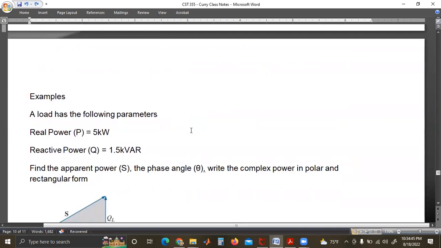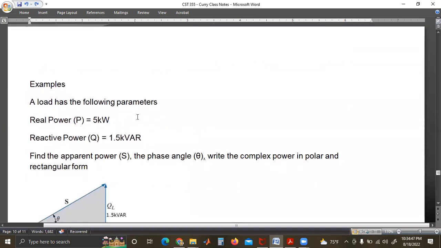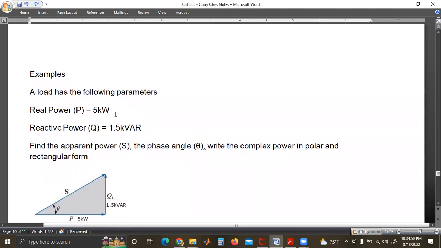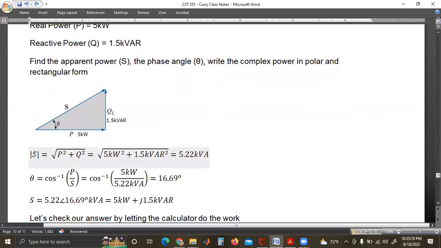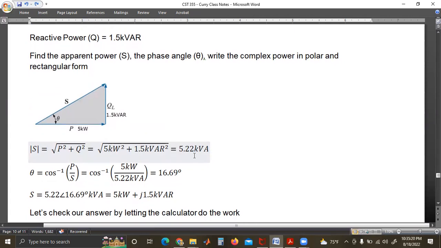So here's an example. A load has the following parameters. You have the real power equals 5 kilowatts. The reactive power equals 1.5 kilovars. I want you to find the apparent power and the phase angle. I want you to write the complex power in polar and rectangular form. To find the apparent power, we just use the Pythagorean theorem. Once you plug it into the formula, you get 5.22 kilovolt-amps.